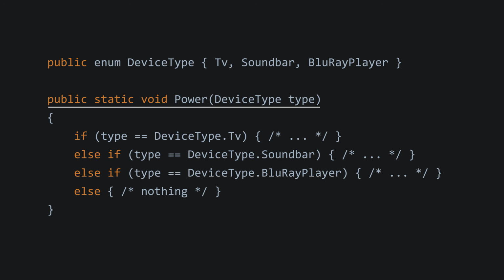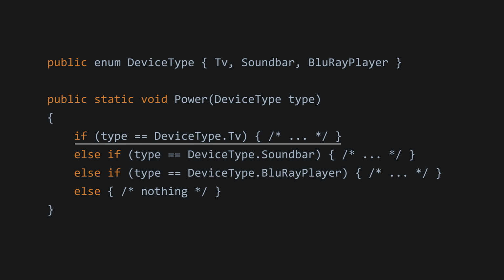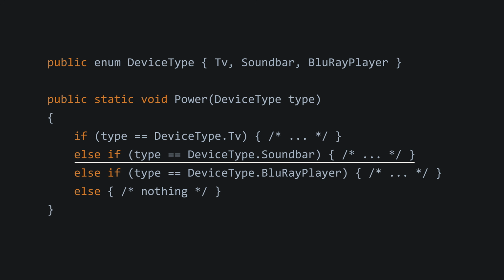Here's the method from the start of this lesson in full. Device type is an enum: TV, soundbar, Blu-ray player. The method switches on it, one case per device, and every case has to be kept in step by hand with whatever devices actually exist. This is the thing we are about to delete.